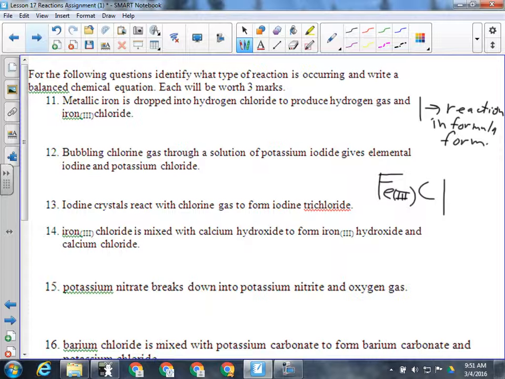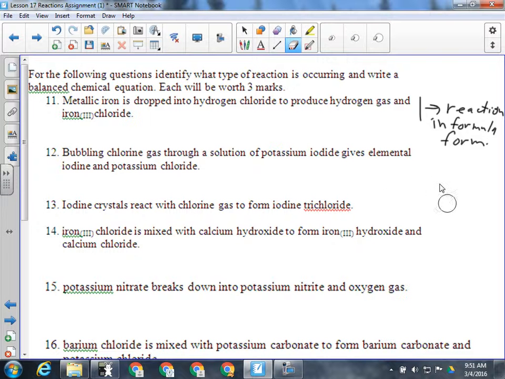Roman numerals should never end up in a formula. They only end up in the name. All right, so 1 mark for writing the reaction in formula form, and 1 mark for it to be balanced correctly. Here's the kicker: if you don't get that mark, are you going to get this one? No chance. So you have to make sure you get the formulas done right so that you get the balancing mark.